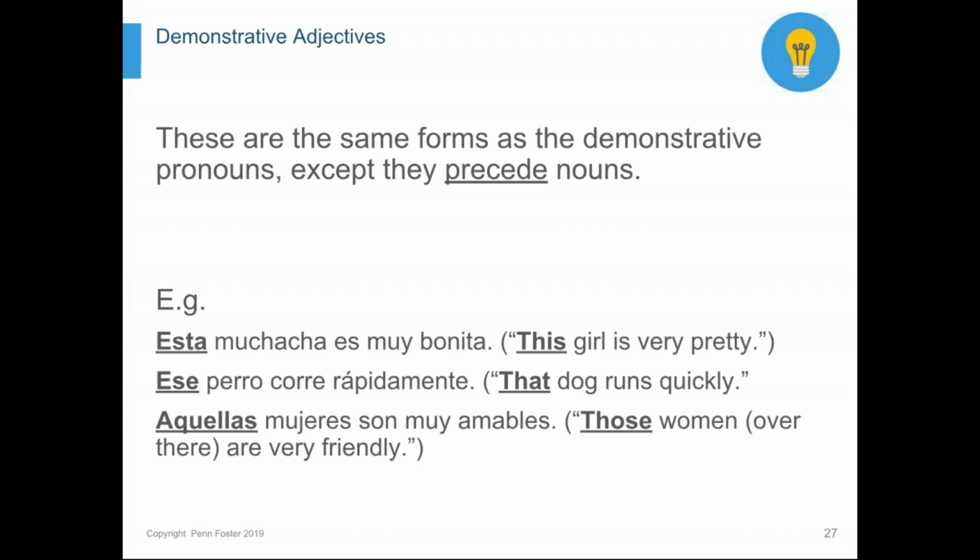So just to review there, if you're unsure of what all of the demonstrative adjectives look like, if you simply go back to your list of demonstrative pronouns, they're the same exact words, same exact meanings. The difference is the pronouns replace the noun. In this case, the adjectives rather precede the noun. The noun must be present in this context.